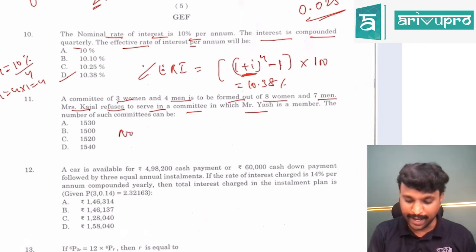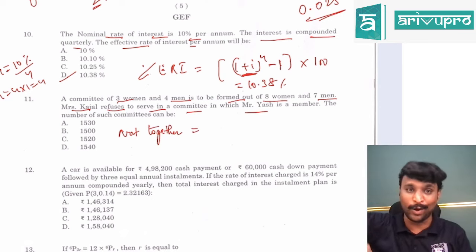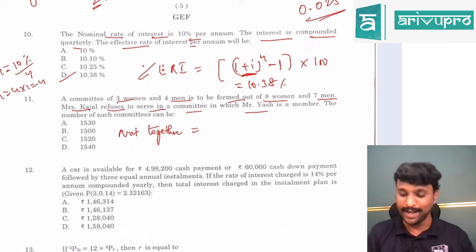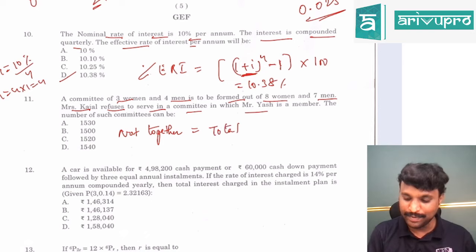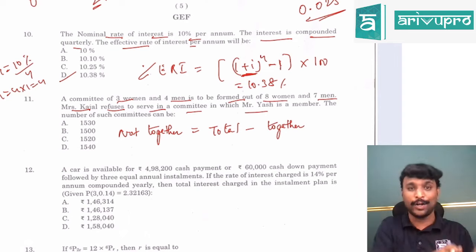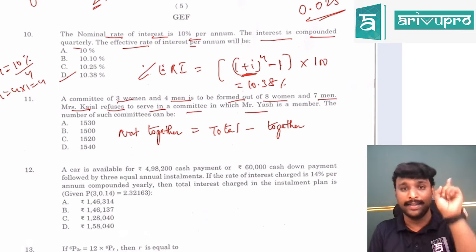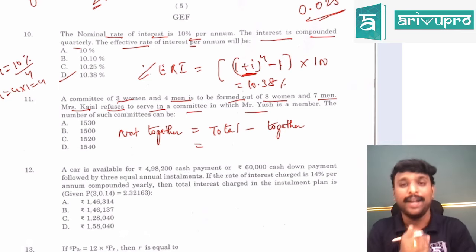So not together means, guys, I told you, whenever it is never, it is total minus always. So we want not together, so it is total minus together, right? The opposite of never together is together. They have said they will not work together. That means not together. That is total minus always together.